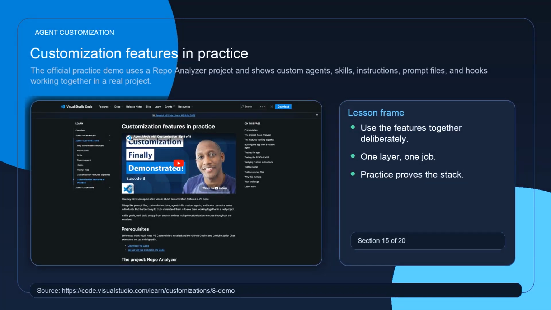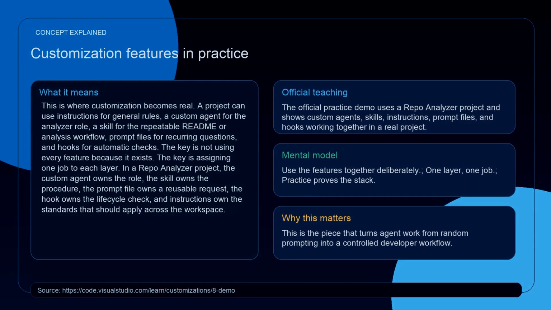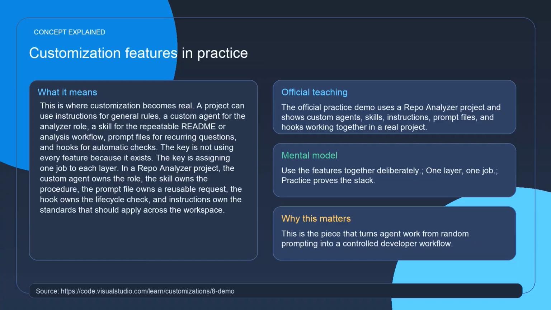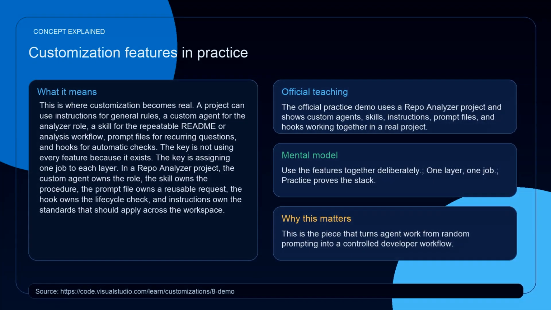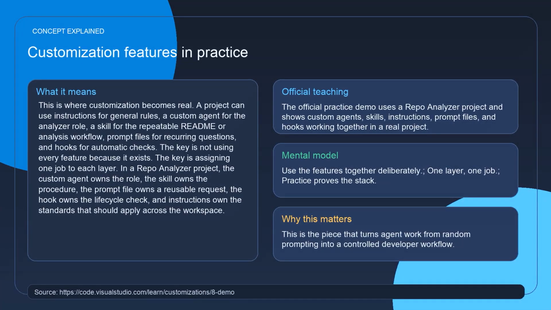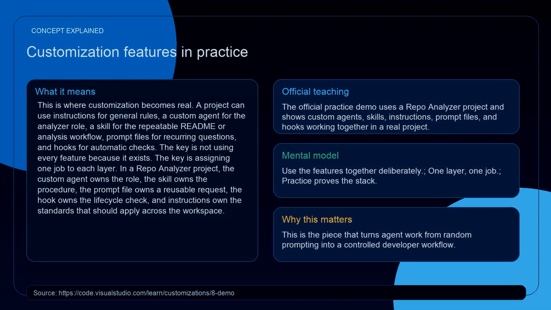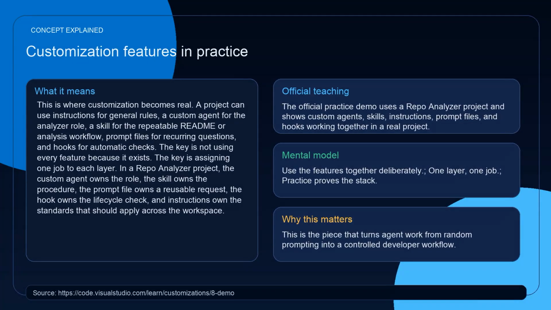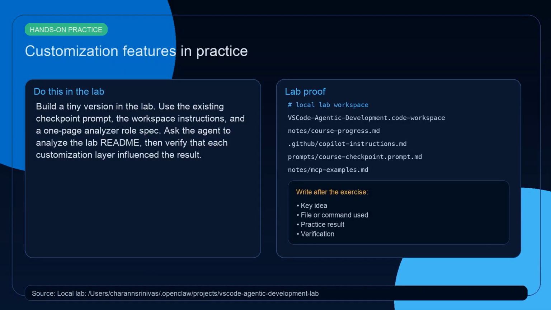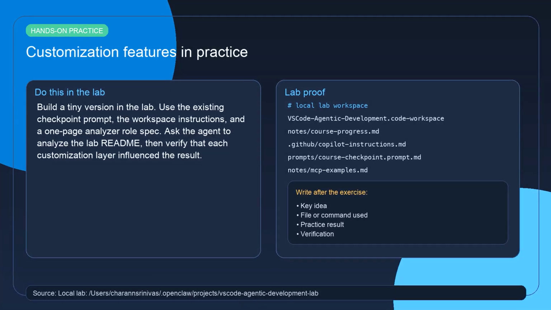A project can use instructions for general rules, a custom agent for the analyzer role, a skill for the repeatable README or analysis workflow, prompt files for recurring questions, and hooks for automatic checks. The key is not using every feature because it exists. The key is assigning one job to each layer. In a repo analyzer project, the custom agent owns the role, the skill owns the procedure, the prompt file owns a reusable request, the hook owns the lifecycle check, and instructions own the standards that should apply across the workspace.